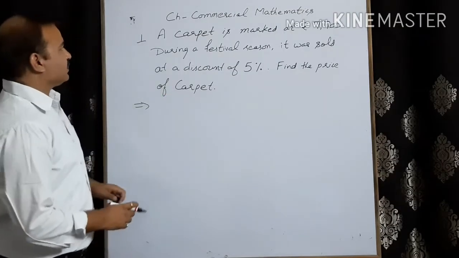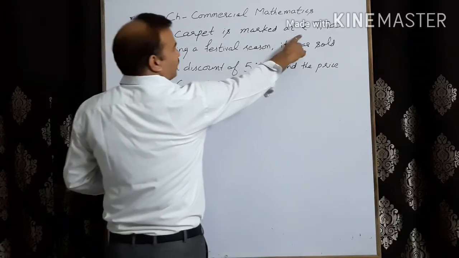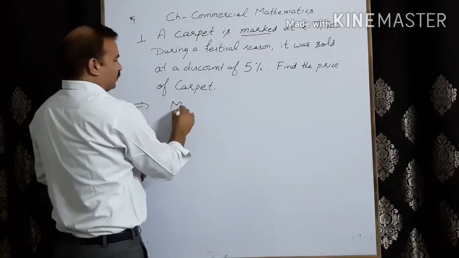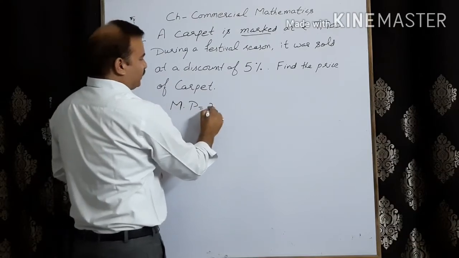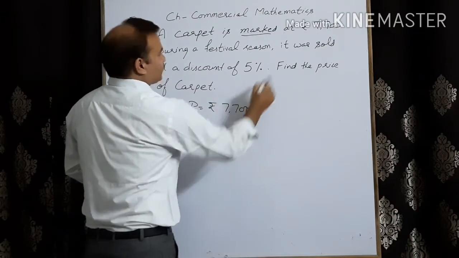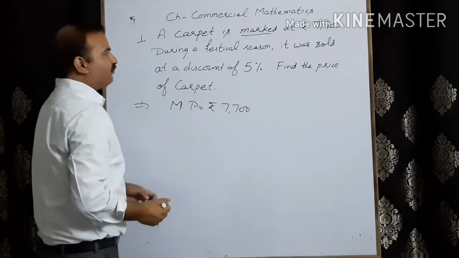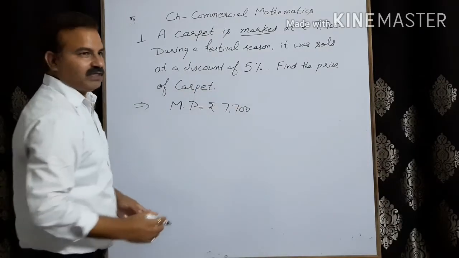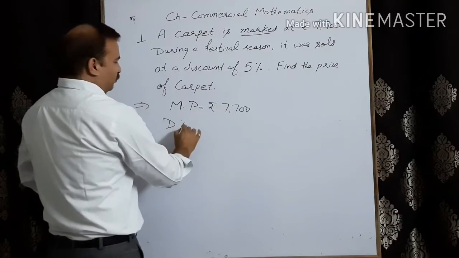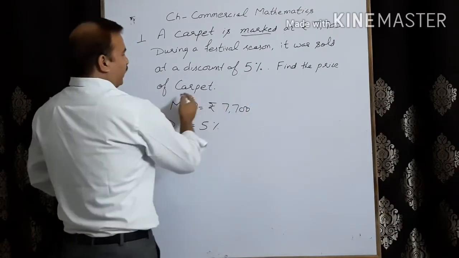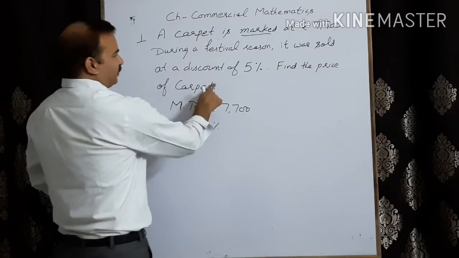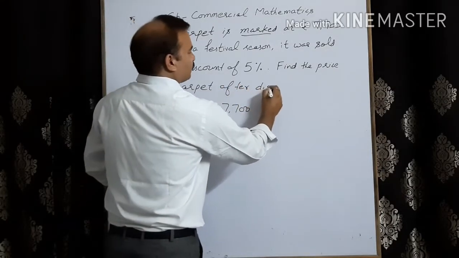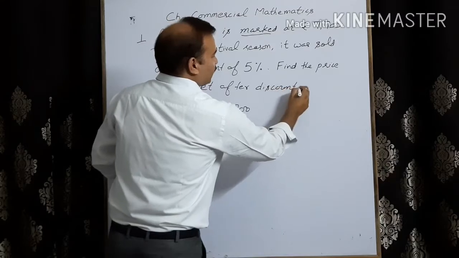Now the very first example is: a carpet is marked at rupees 7,700. Marked means what? That is the marked price. So MP is equal to rupees 7,700. During a festival season, it was sold at a discount of 5%. Discount is given in the form of percent, so the discount percent is equal to 5%. And we have to find the price of the carpet after discount. It means we have to find the selling price.